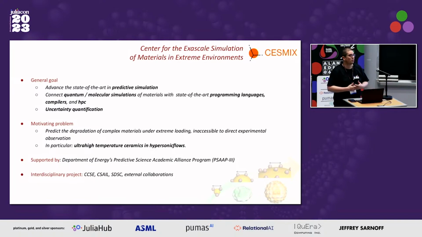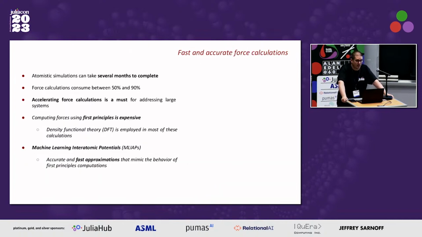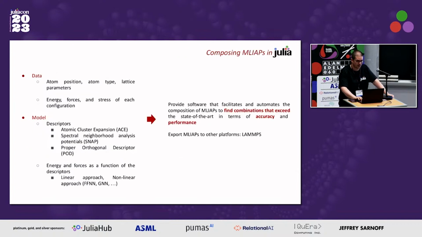In material science, there are problems that require a large amount of computations, like the hypersonic flows mentioned in the slide. This kind of simulation can take several months to complete, and within the simulations, the computation of the interatomic forces is a bottleneck. So accelerating force calculations is a must if we want to address large systems. We can use first principle physics to do this, but it's very expensive. So there are surrogate models that provide accurate and fast approximations to these force calculations. These are called interatomic potentials, or in recent years, machine learning interatomic potentials.